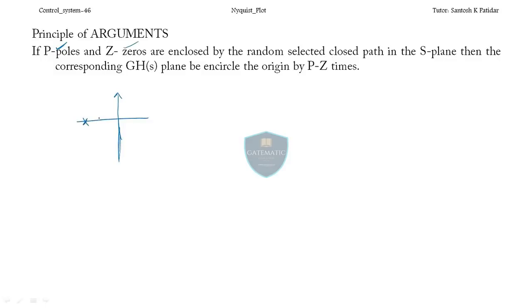I'm checking pole and 1 0. So this is the S plane, and this is an arbitrary plane W, or let's take the GH(S) plane. I'm taking over here the GH(S) one plane. So this is the map right over here.